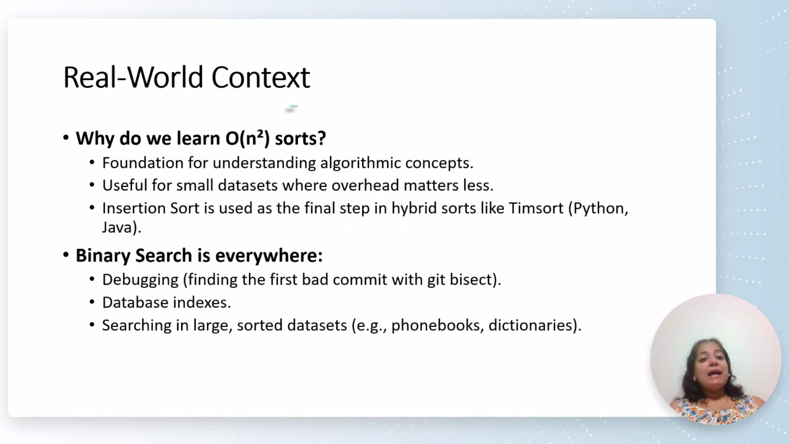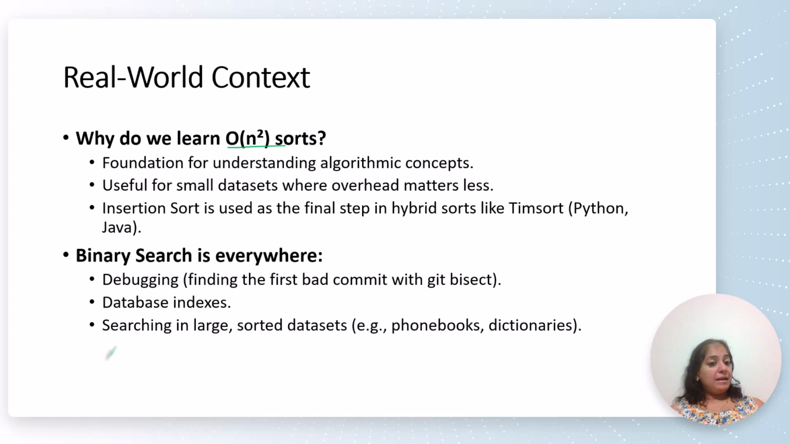If I say, why are we learning big O of n square algorithms when we have better sorting algorithms like quick sort and merge sort? Basically, these algorithms are the fundamental concepts, right? These are the basic sorting algorithms, just to understand the algorithms first of all. Second, if you have a small data set, then these algorithms are easier to implement instead of merge sort and quick sort.